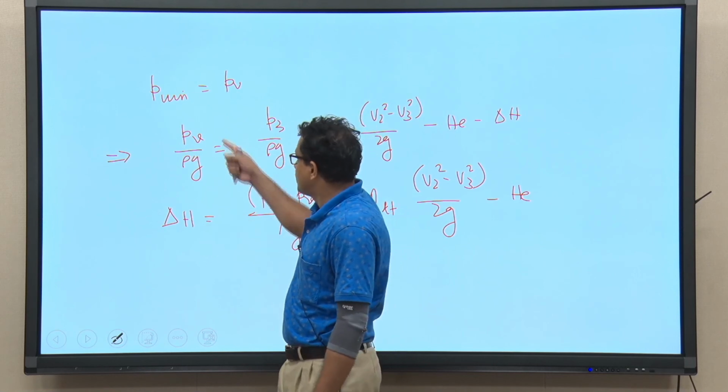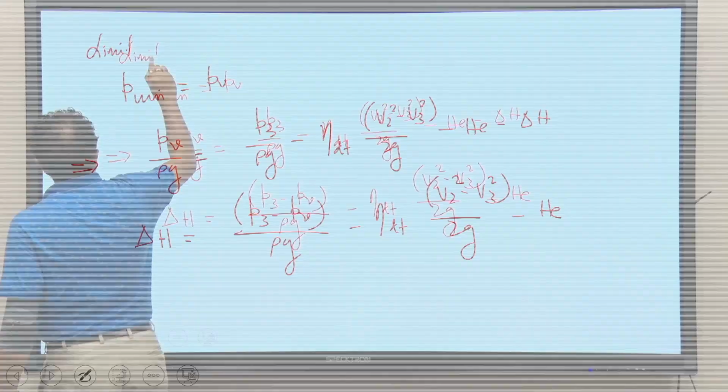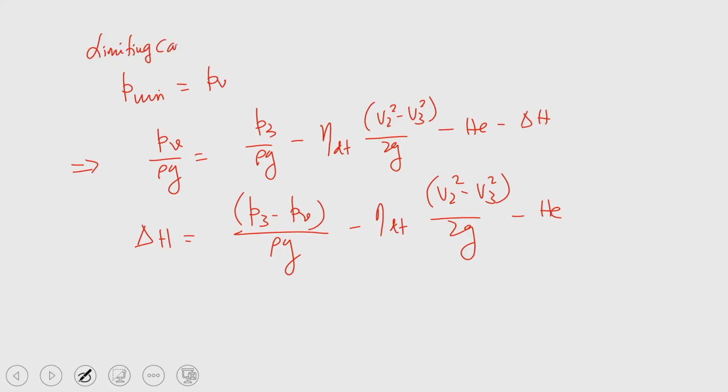So, we have considered a limiting case, that P minimum equal to P v. From there we can write delta H equal to P 3 minus P v by rho g minus eta dt into this, minus H e. So, we can see that this delta H is the net positive suction head.